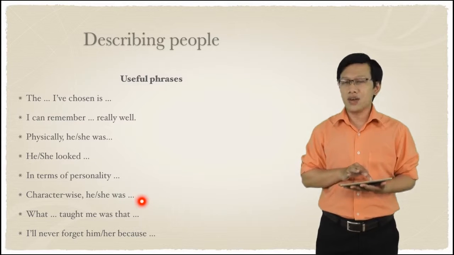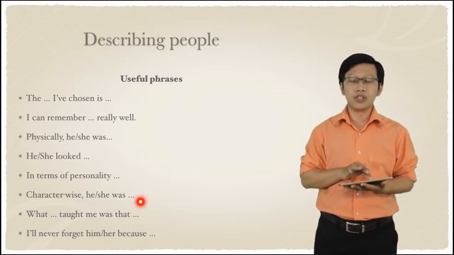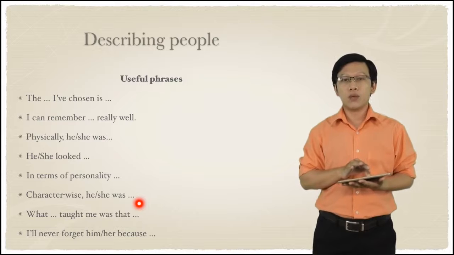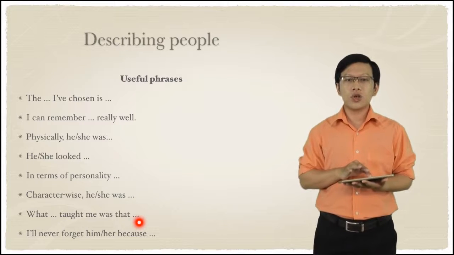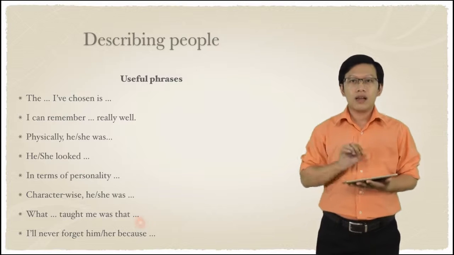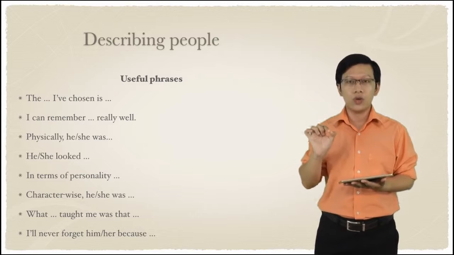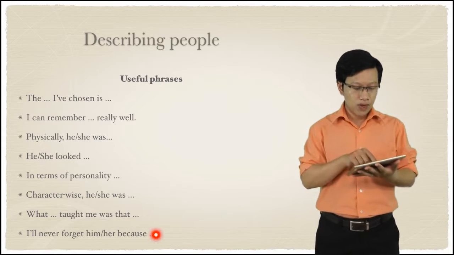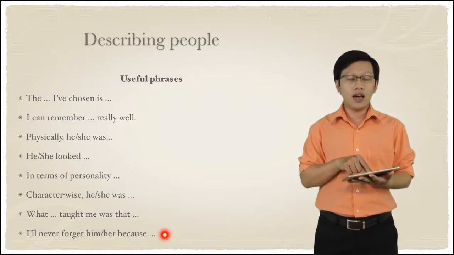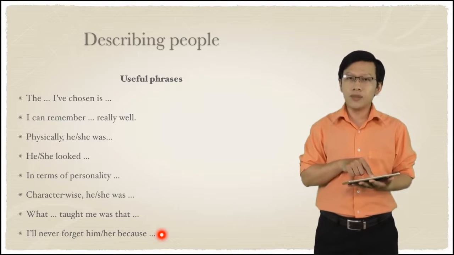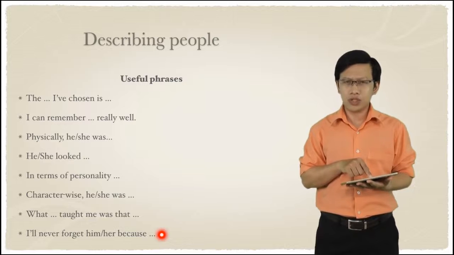Or you can say character-wise, this means the same as in terms of personality. Character-wise, he was an amusing person. Character-wise, he was very easygoing. Now, what taught me was that. So these are about the lesson. What Mr. Gwit taught me was that I have to study hard in order to succeed. What Mr. Gwit taught me was that without efforts, I can never succeed. Or I can say, I'll never forget him or her because he made me want to become a teacher. To transmit knowledge to other people. That's it. He was my inspiration, my mentor, even until this very moment.